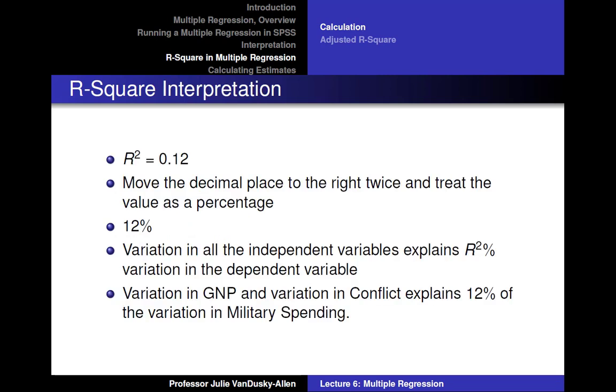Now I'm going to show you how to interpret the R-square in multiple regression. Suppose our R-square was 0.12. We move the decimal place over to the right twice and turn it into a percentage. So in this case, we move the decimal place over to the right twice and get 12%. Then we would say that variations in all of our independent variables explain R-square variation in our dependent variable. Or in this case, from our example, we would say variation in GNP and variation in conflict explains 12% of the variation in military spending.